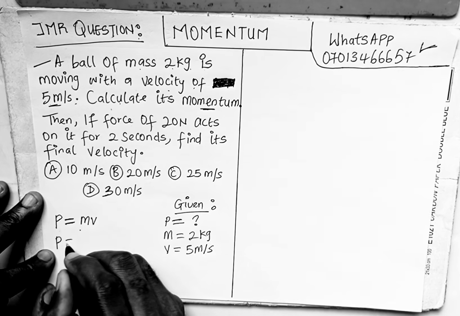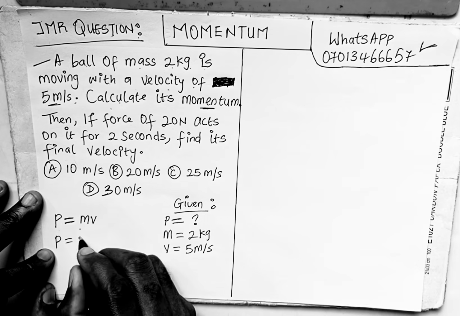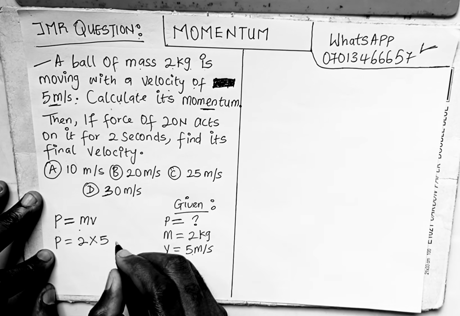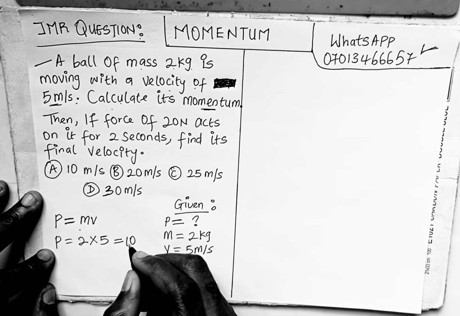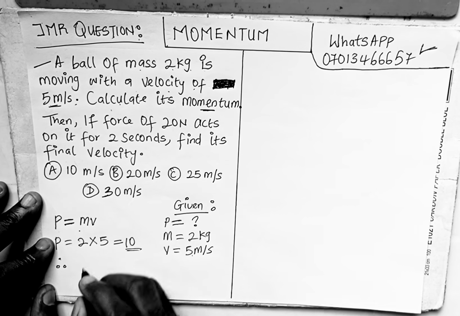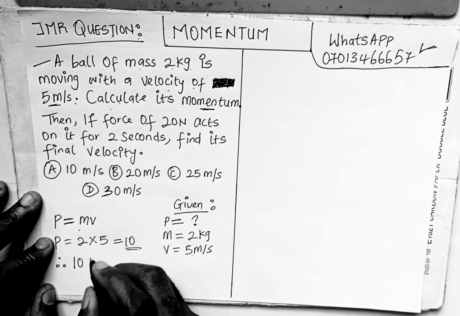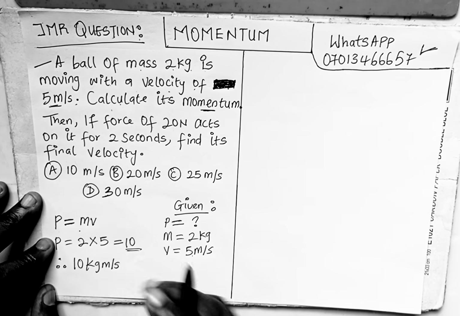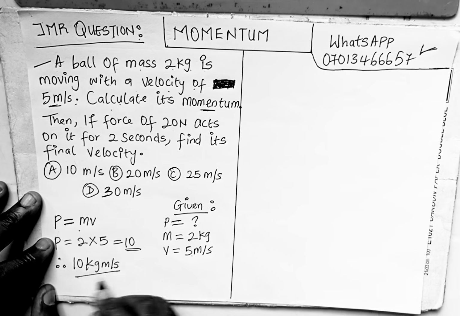Therefore P is equal to mass times velocity: 2 times 5, which gives us 10. This is our momentum. Therefore our momentum is equal to 10. What is the unit of momentum? Kilogram meter per second. This is the unit of momentum.